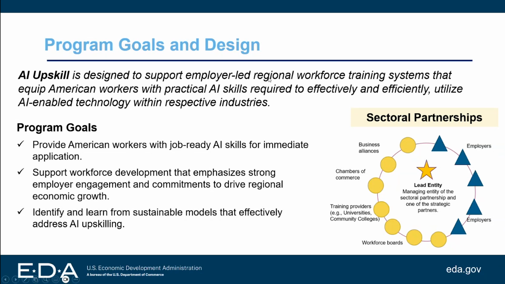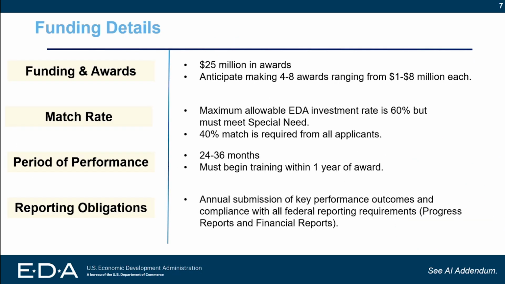Reviewing some of the funding details, EDA anticipates awarding between 4 to 8 grants, ranging from $1 to $8 million. EDA does not anticipate making any one award in excess of $8 million. The maximum investment rate is 60%, meaning applicants must contribute a 40% match. We will have another webinar next week, and that information is posted on our website with the link, where we'll go a little bit more into what match rate means.